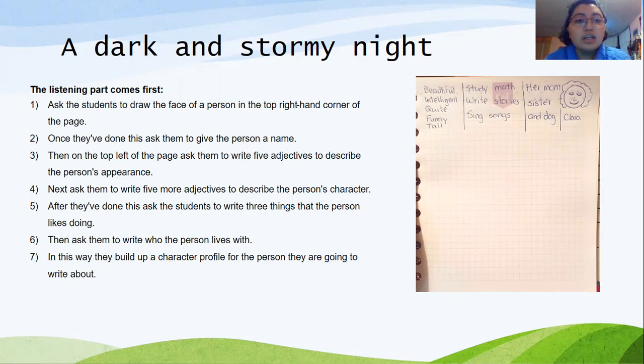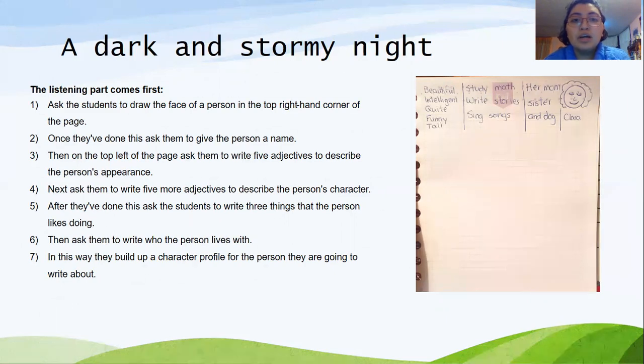After they've done this, ask the students to write 3 things that the person likes doing. In this case, I chose studying math, writing stories, and singing songs. And finally, ask them to write who the person lives with. In this case, I chose mom, sister, and a dog. The reason we do this is to make them build a character profile for the person they are going to write about.